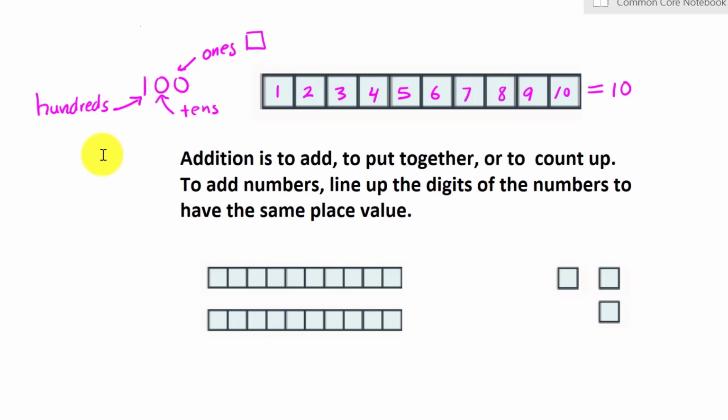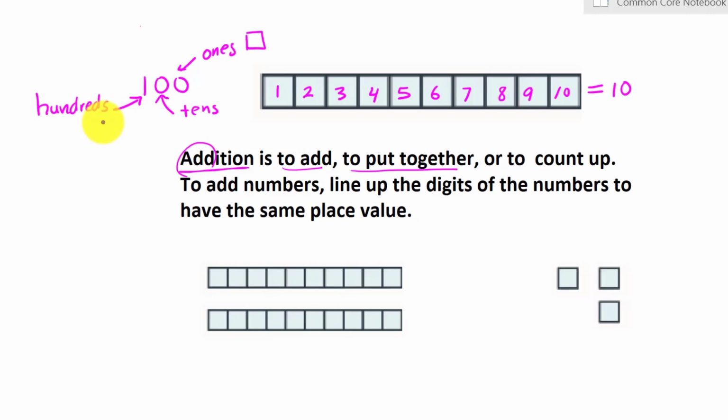Now, what we just did in that lesson, we have a math term for it, and that is called addition. What is addition? Well, addition is to add. Of course, that's where the word add in addition comes from. What does to add mean? To add means to put together. We put together the ones, the tens, and the hundreds.